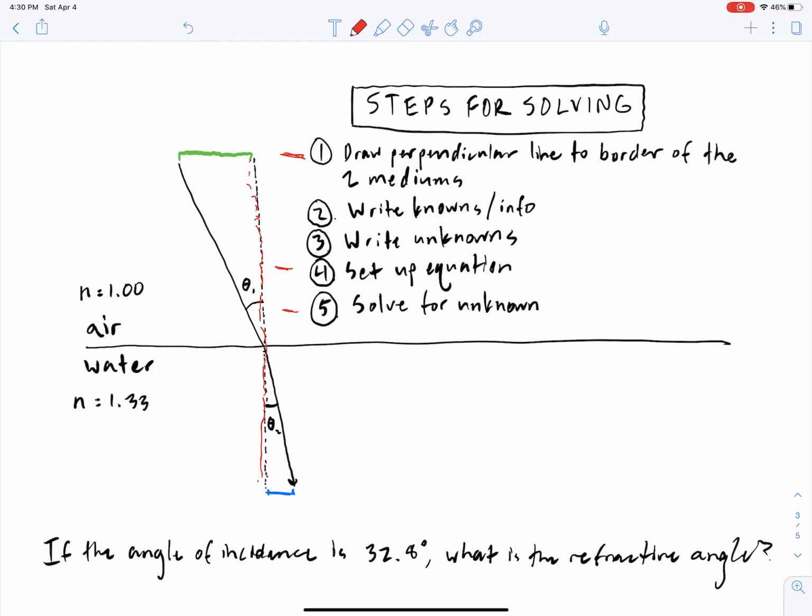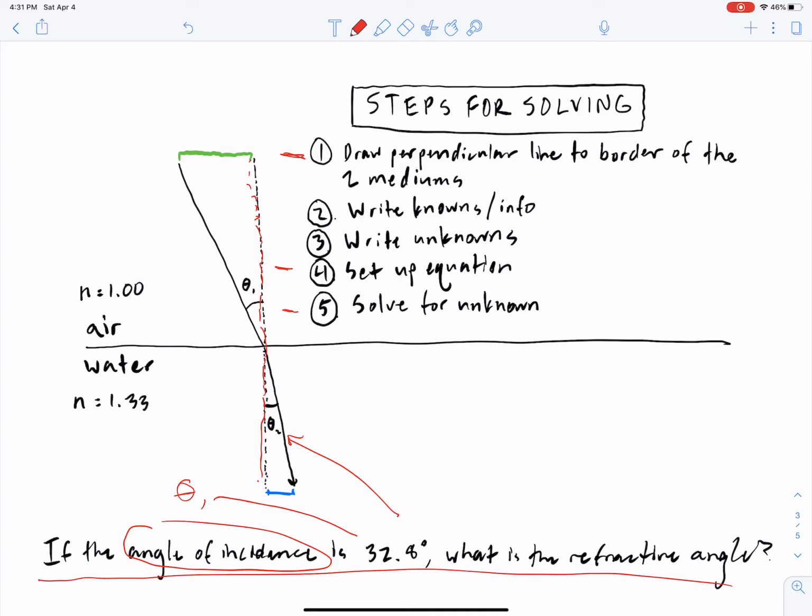So here we have a problem. It says if the angle of incidence is 32.8 degrees in this picture here, in this situation here, what is the refractive angle? So we learned that angle of incidence is theta 1, so we're given that. And it's asking for the refractive angle, which is theta 2.